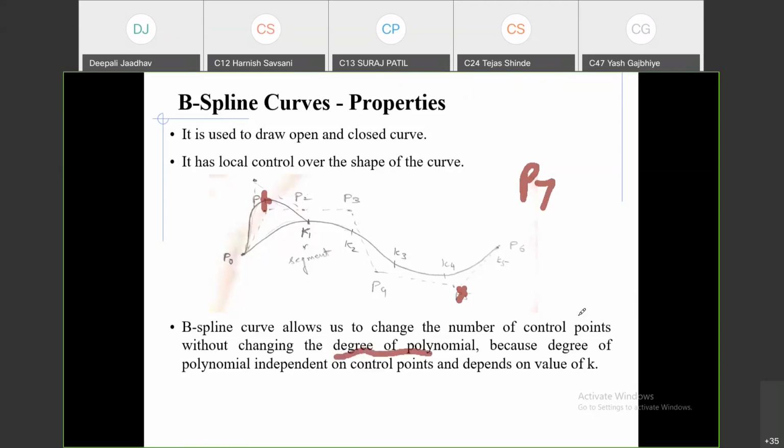Why? Because the degree of polynomial is independent of the control points. It depends upon the k. That is another property of the B-spline curve. In a Bezier curve, if we change the number of control points, the degree of polynomial also changes. Why? Because the degree of polynomial depends upon the number of control points.